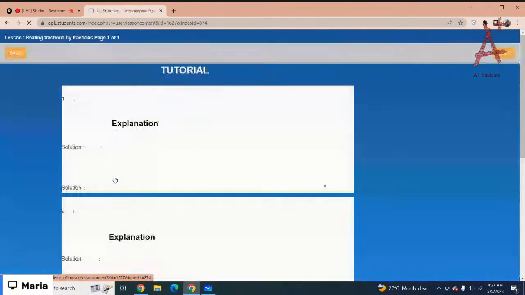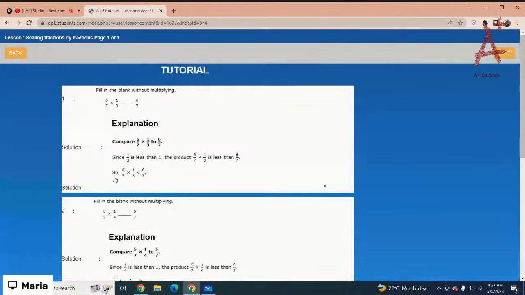Scaling fractions by fractions. Fill in the blank without multiplying. It would be 6 over 7 times 1 over 3. Basically, you have to compare 6 by 7 times 1 by 3, and then you have to compare it to 6 over 7. Got it?